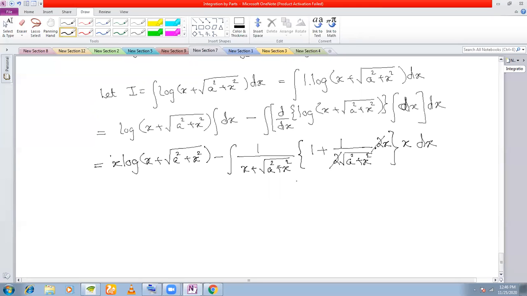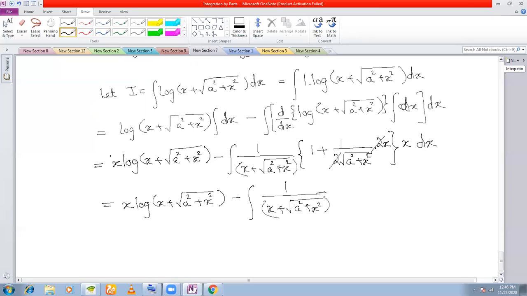So this and this they cancel. So what you get is x log... That is why repeatedly from the beginning I have been telling you, be thorough with your differentiation. If you know differentiation, you know everything. If you don't know differentiation, you don't know anything. 1 by (x plus root of a square plus x square).